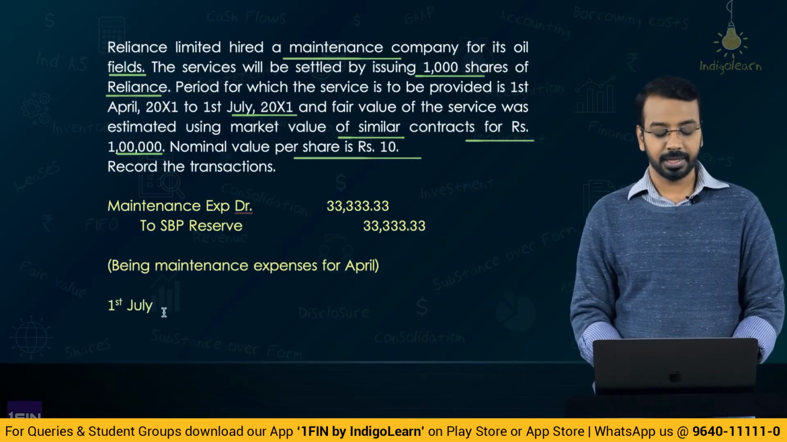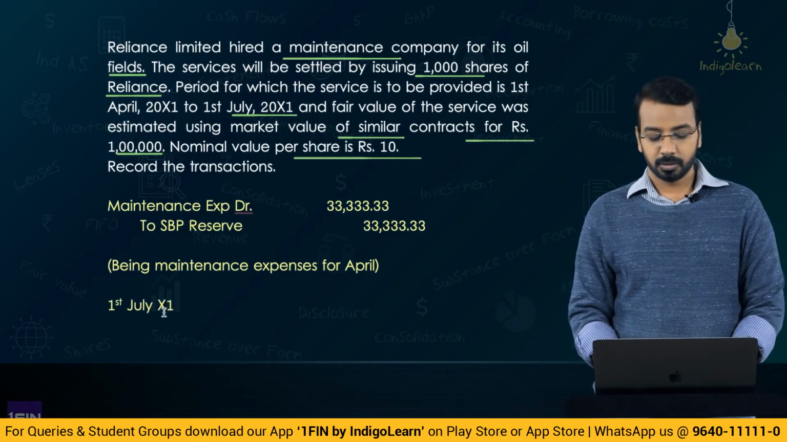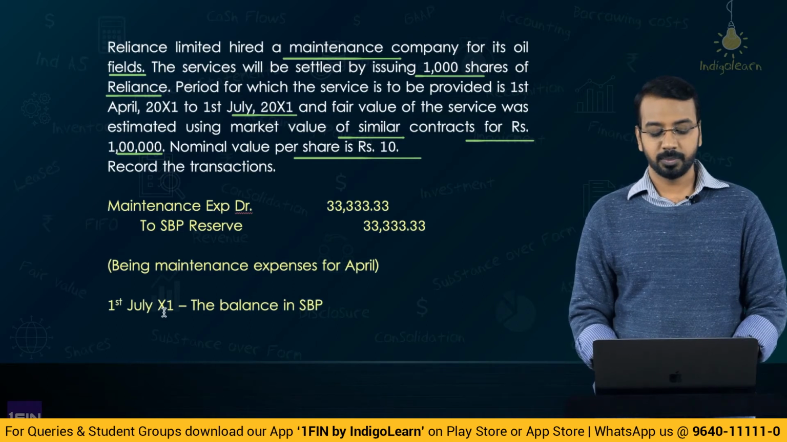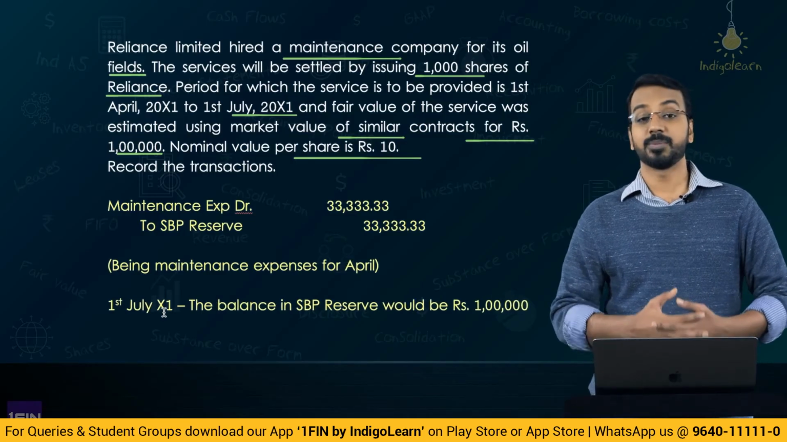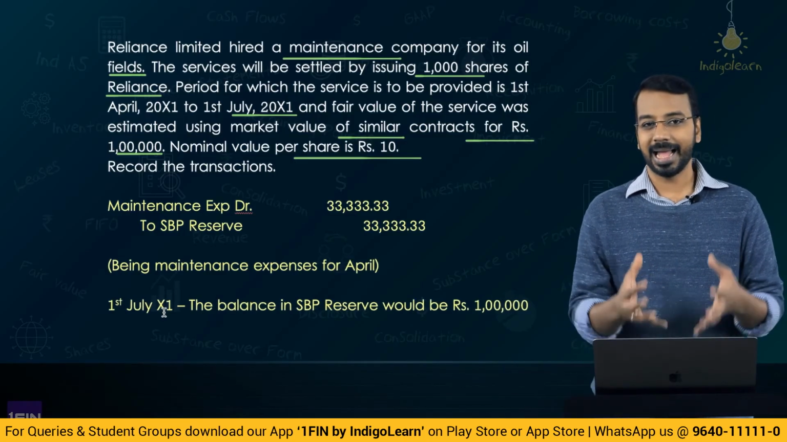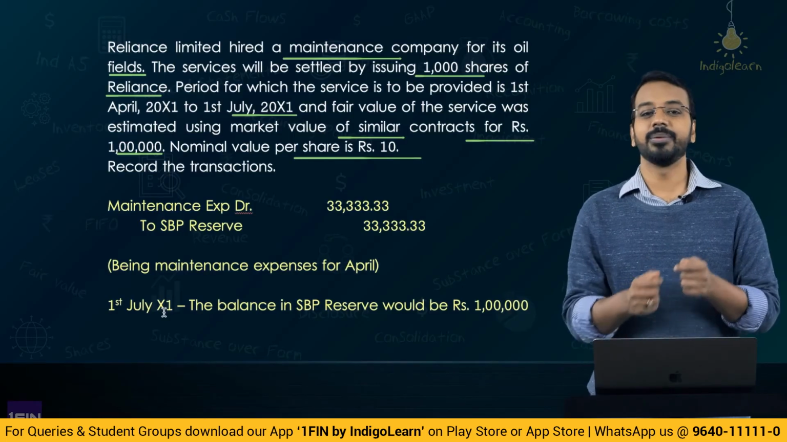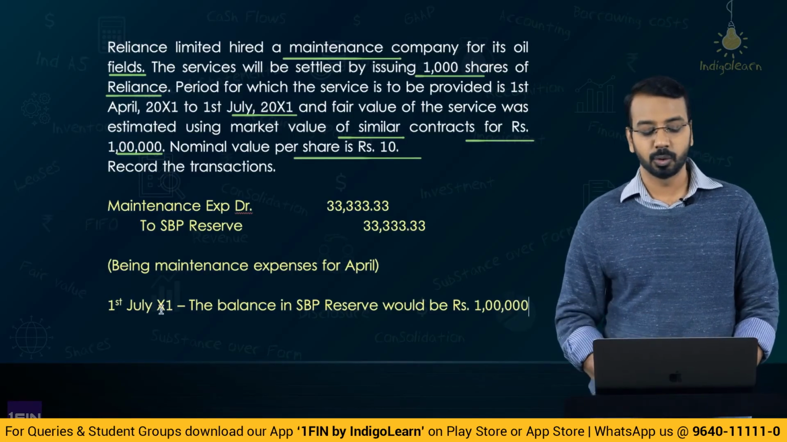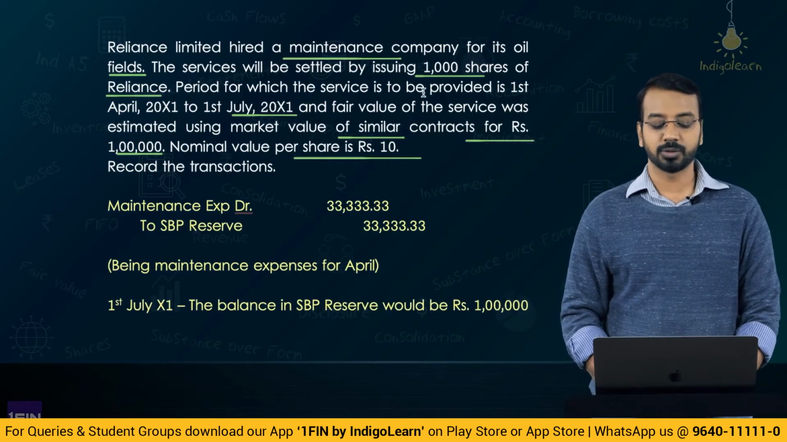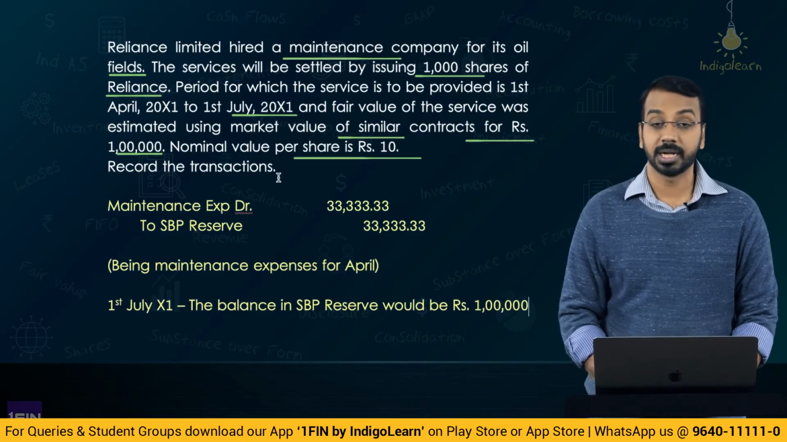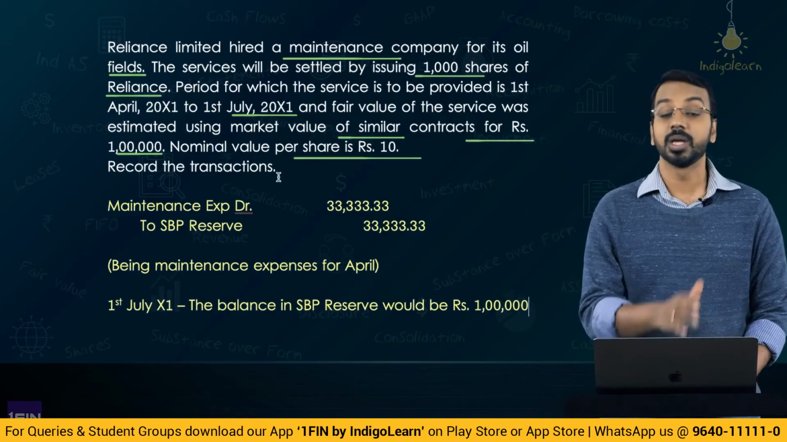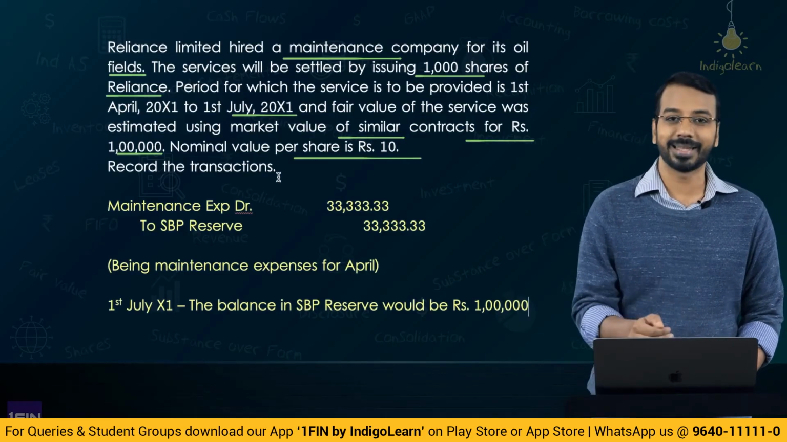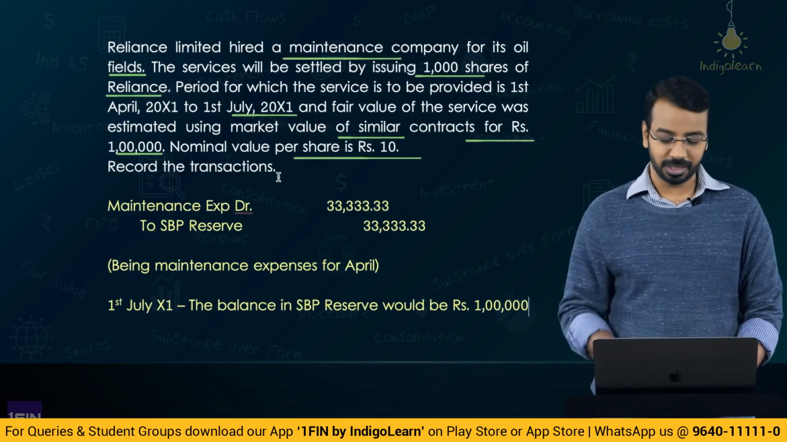Then on 1st of July of year 1, the balance in SBP reserve would be rupees 1 lakh, and against this we will be issuing equity shares. How many shares would be issued? They said they would be issuing 1000 shares. And what is the nominal value per share? 10. So 1000 multiplied by 10, the face value of shares that will be issued is 10,000. Balance 90,000 is towards securities premium.